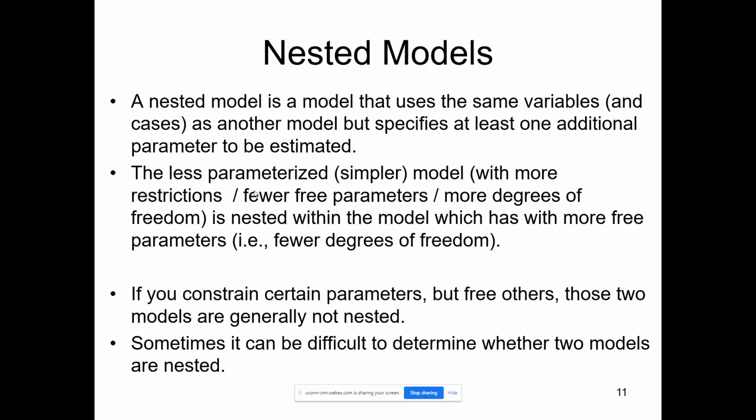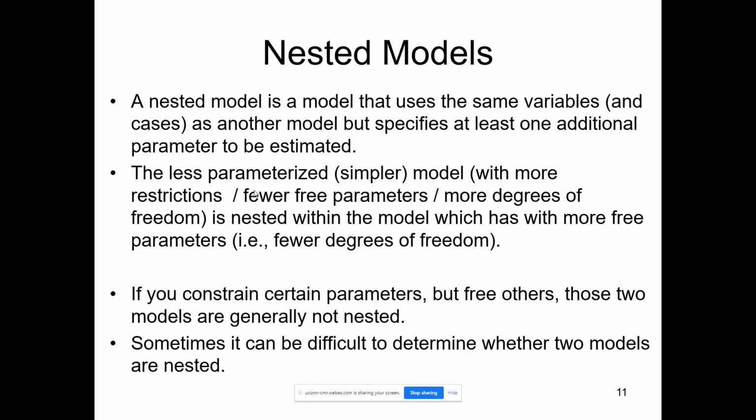Okay, so the question here is, okay, sure. So I'm deleting, like I'm constraining parameters, right? Because remember, every time I delete a path, what I'm really saying is I'm constraining that path to be 0. I'm constraining that direct effect to be 0. So I'm making a constraint on the model.